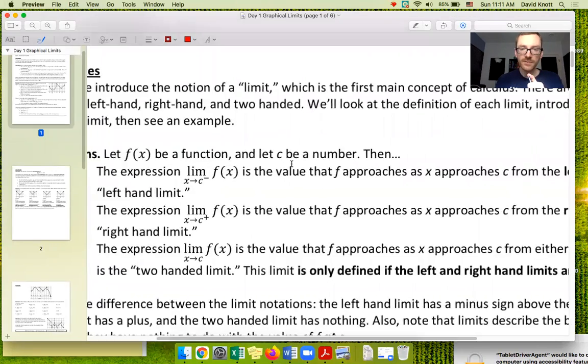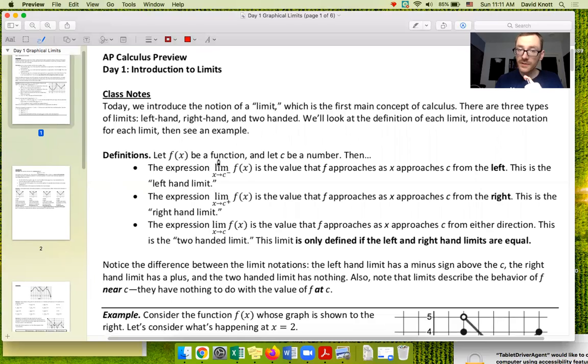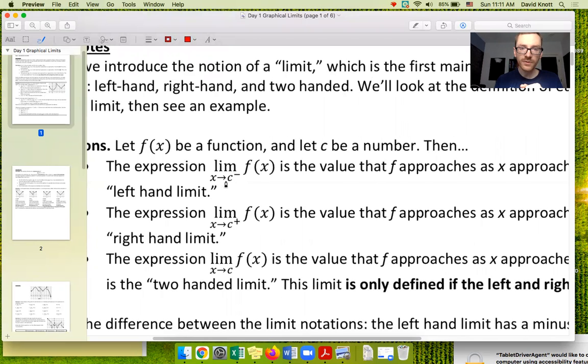So here's the definition. Let f of x be a function, like sine of x or x squared, just some function. And let c be a number. So you should imagine that c is just some specific number, like maybe it's 2 or 3 or -8 or something like that. It's just some number, okay? Then the expression limit as x approaches c from the left, this expression that you're seeing right here, is the left-hand limit.